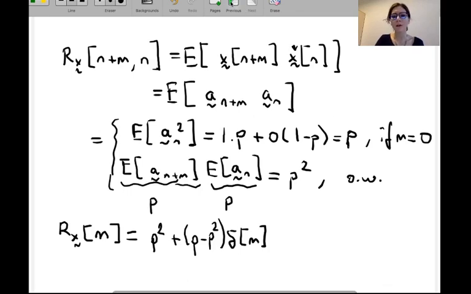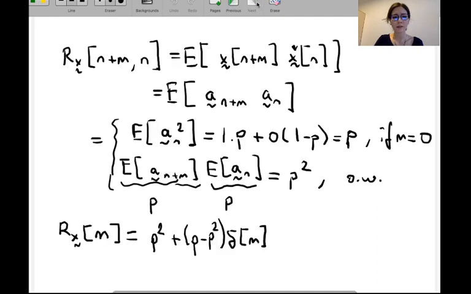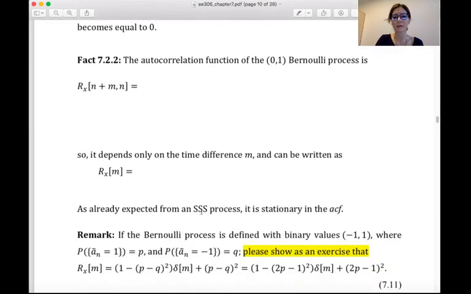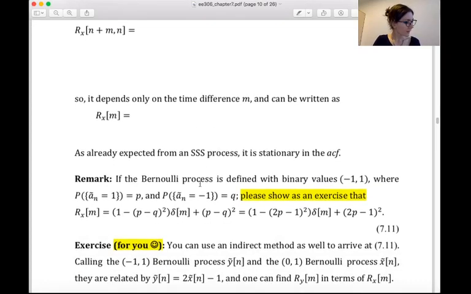So we just verified that it's stationary in the mean, and next it's stationary in the ACF because the ACF depends only on m, the time difference. But this was an expected result because we know that the process is strict sense stationary, so of course it's going to be wide sense stationary.